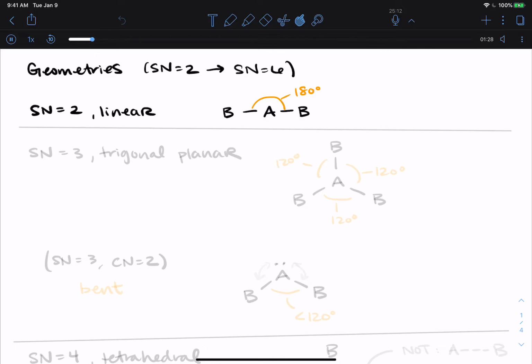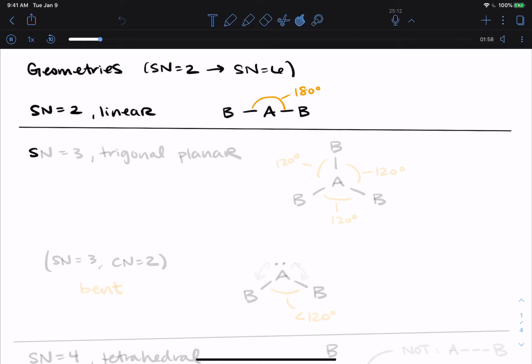So if I had something with a steric number of 2, but a coordination number of 1, so if one of these B atoms was replaced by a lone pair, I would just have a diatomic molecule. So we don't talk about that as a possibility when we're doing our VSEPR geometries. Now we will see it for all of our other ones. So that's it for steric number 2.